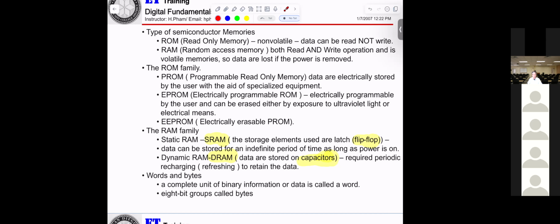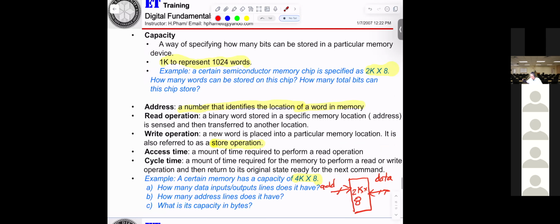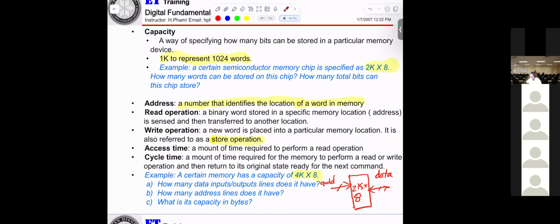EEPROM. Word and byte. A complete unit of binary information or data equals one word. An 8-bit group equals a byte. Capacity is a way of specifying how many bits can be stored in a particular memory device. 1K represents 1024 words.